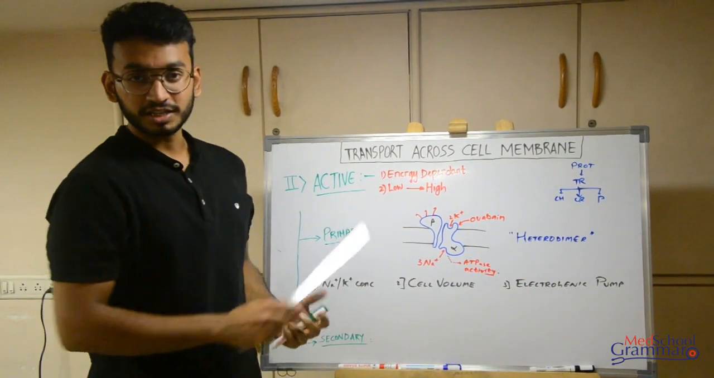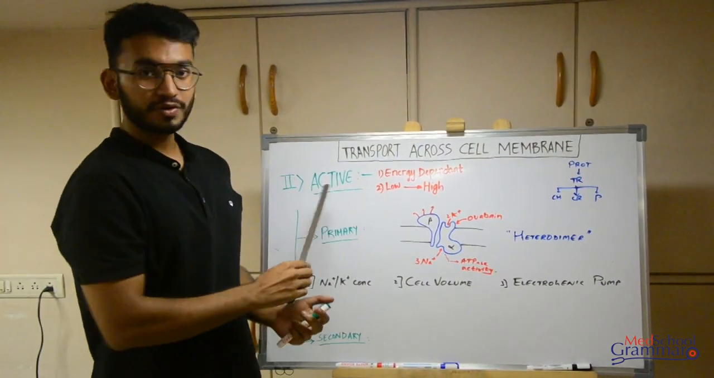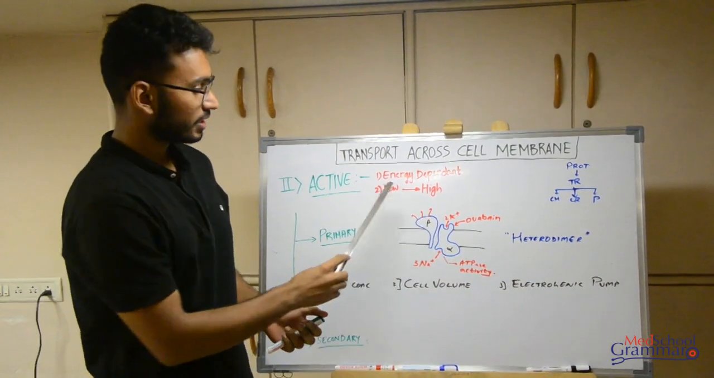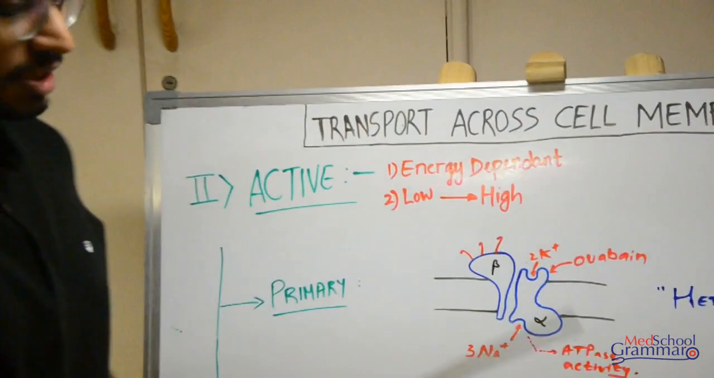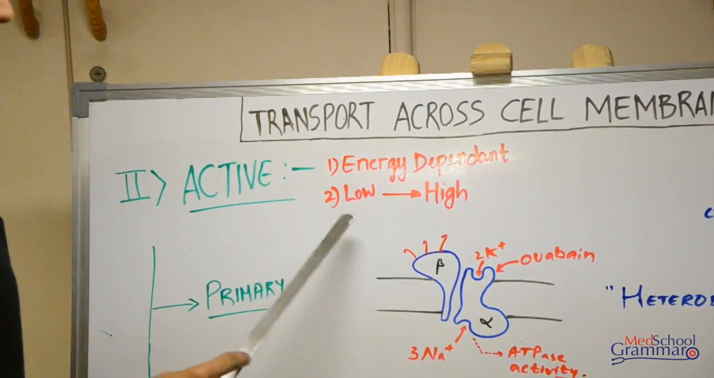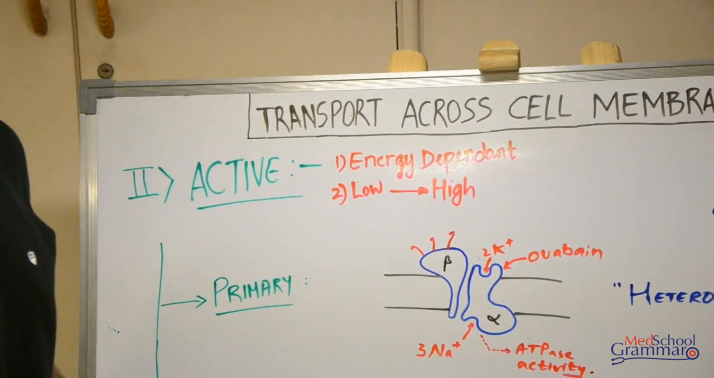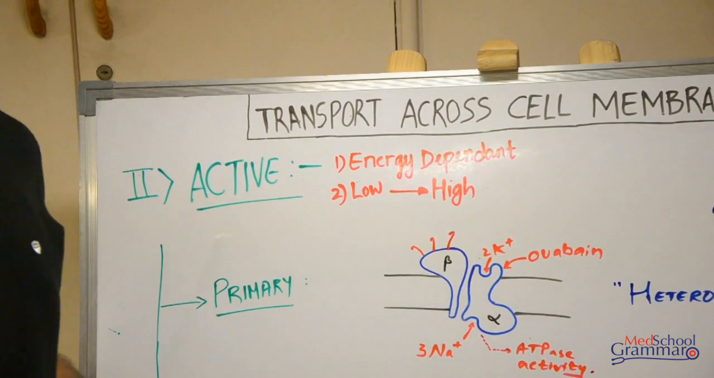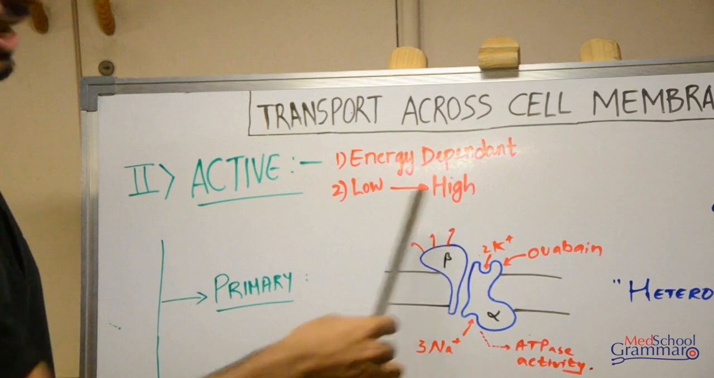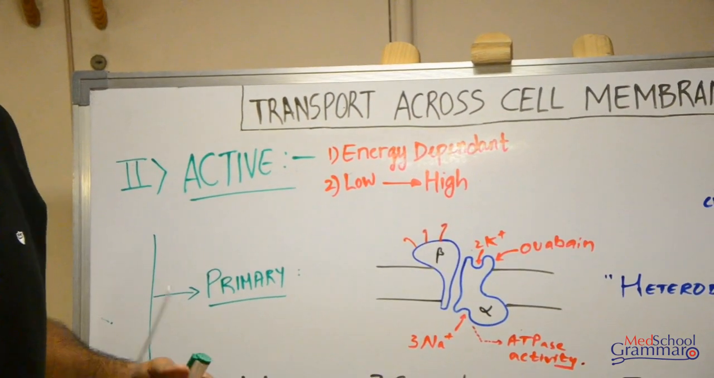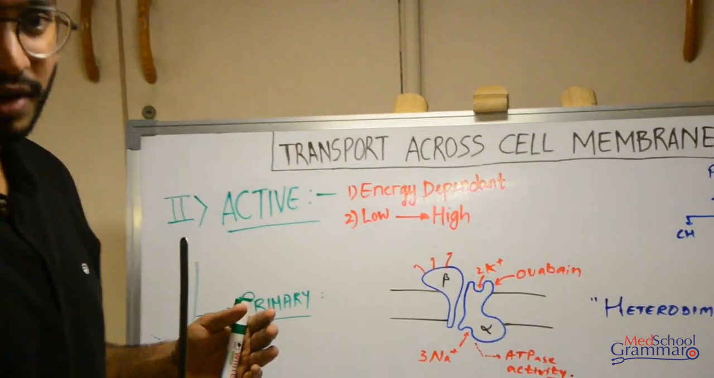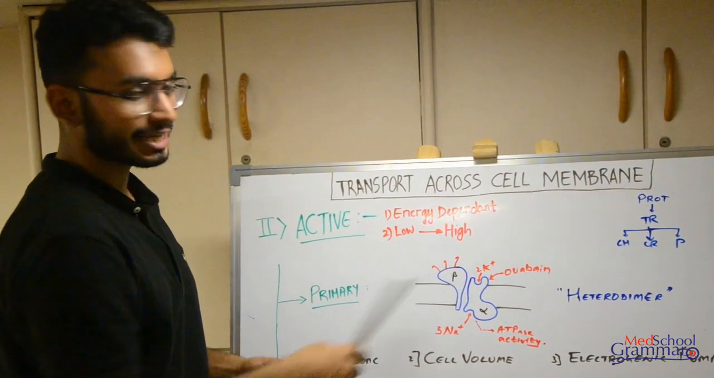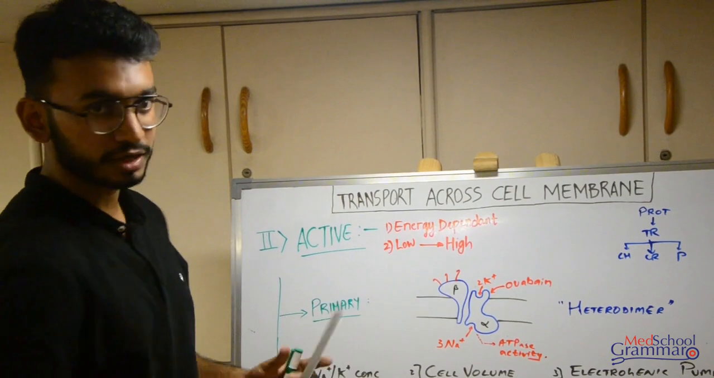Coming to active transport. Active in itself explains two of its characteristics. It is an energy dependent process and it involves movement of particles or ions or molecules from an area of their lower concentration to an area of their higher concentration. So this is against the electrochemical gradient, or uphill. As moving up the hill, you need more energy, right? This is uphill or against the electrochemical gradient using energy.